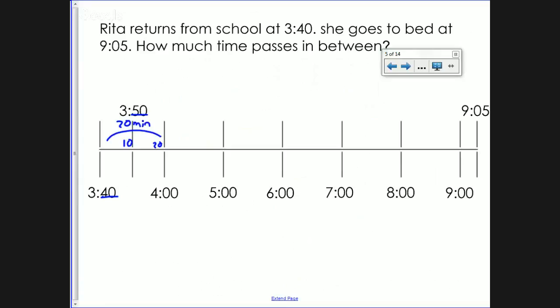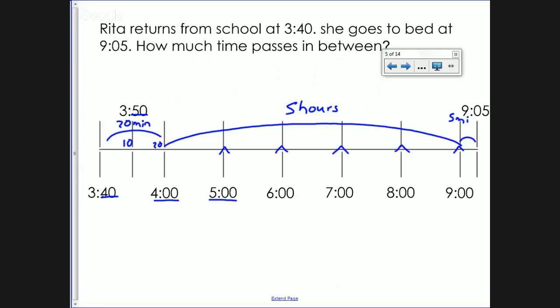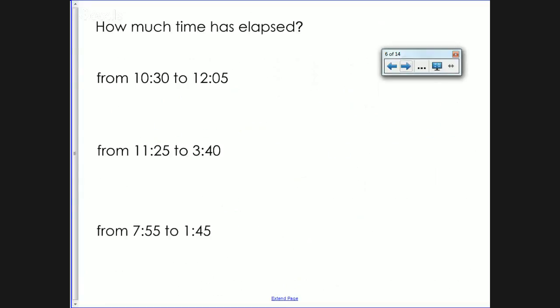And then from 4, our intervals begin to switch because they've actually switched to hours now. So from 4 o'clock all the way to 9 o'clock, we have 1, 2, 3, 4, 5 hours that pass by. And then from 9 to 9:05, we have 5 minutes again. So we're back to minutes. So in order to determine the full time, we're looking at 5 hours, and 20 plus 5 is 25, so 25 minutes.